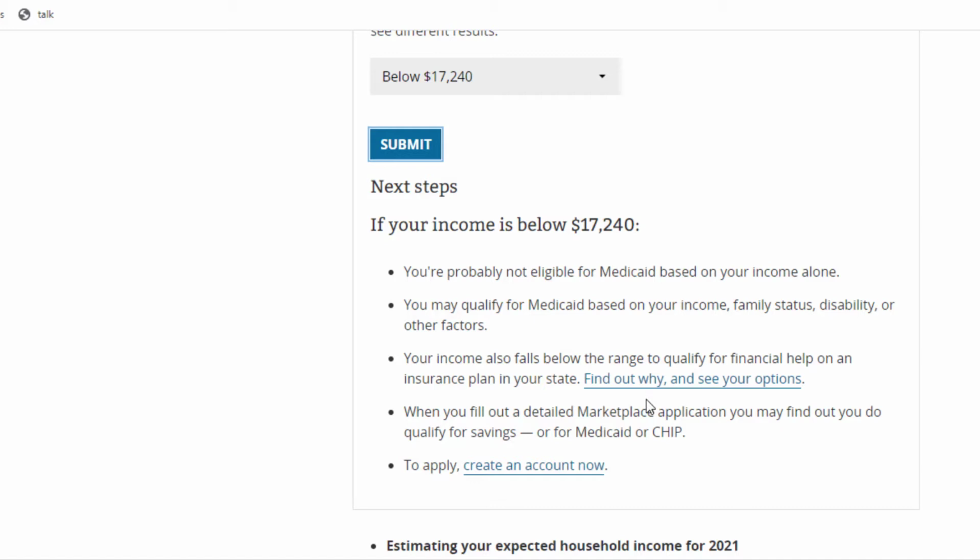Basically, it's prompting you to look into Medicaid, because if you are eligible for Medicaid, you're going to have extremely low cost or no cost health insurance. So if this is your income, that would obviously be your best option.